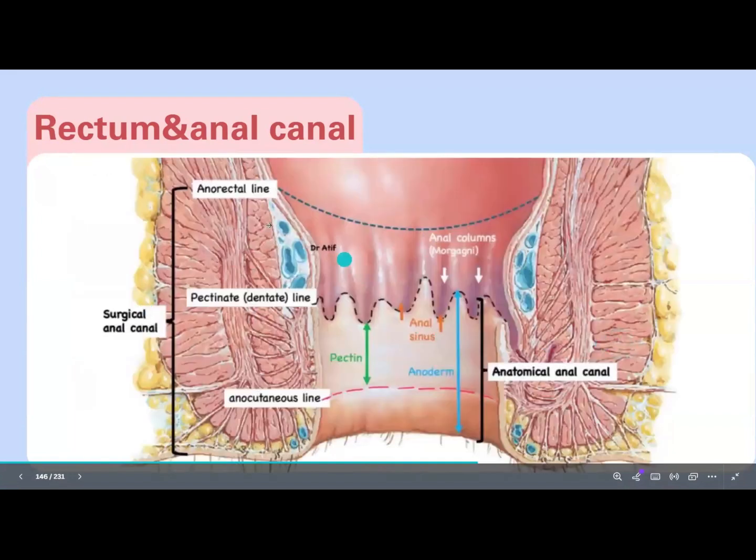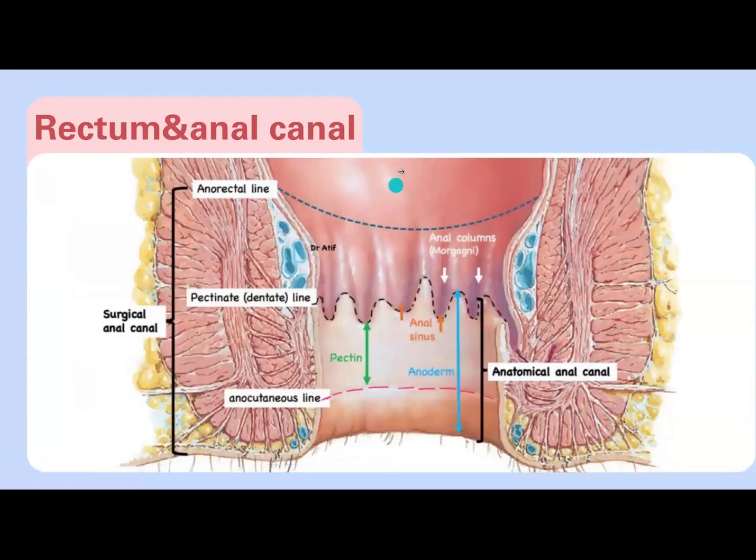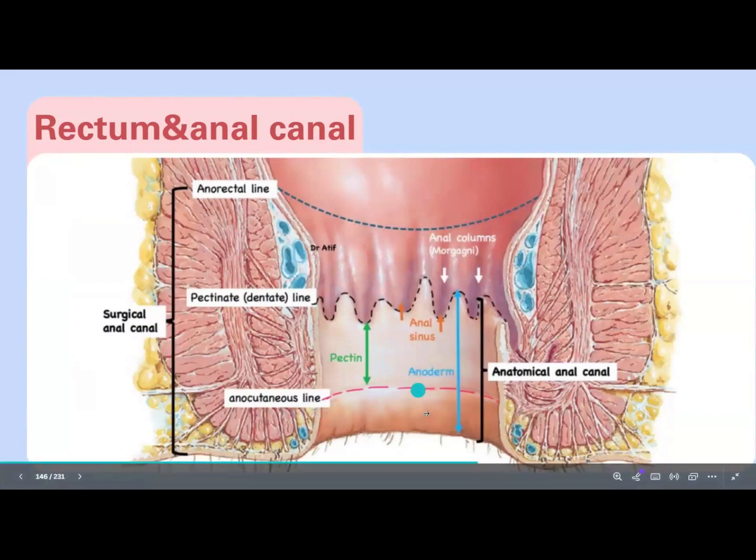Okay? So anorectal line, the rectum separates from the anus. Then you have the pectinate line, the upper half from the lower half of the anal canal, and the anocutaneous line, the upper part from the lower part of the stratified squamous epithelium. Here we have keratinized, and here we don't have keratin.